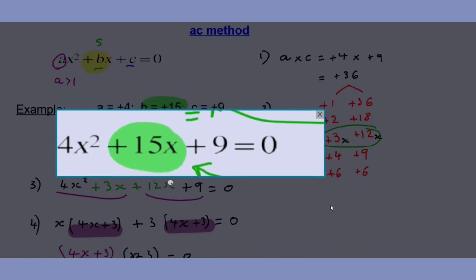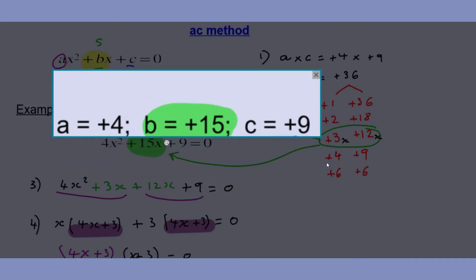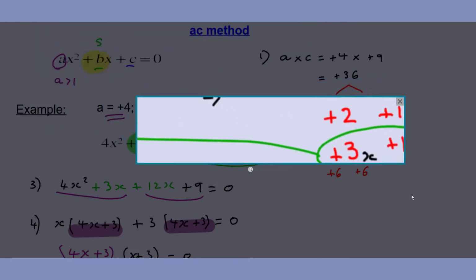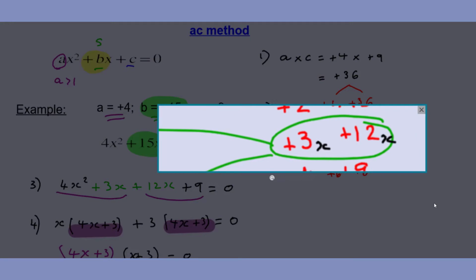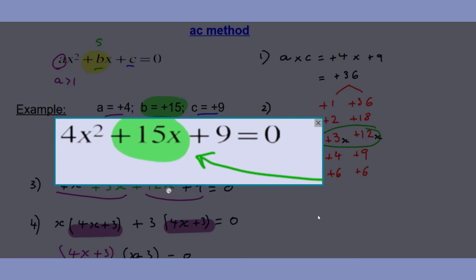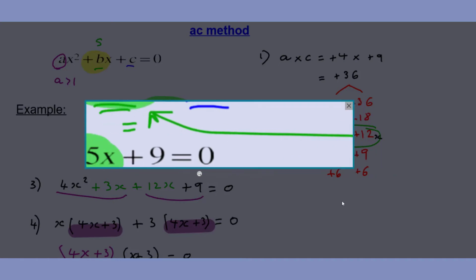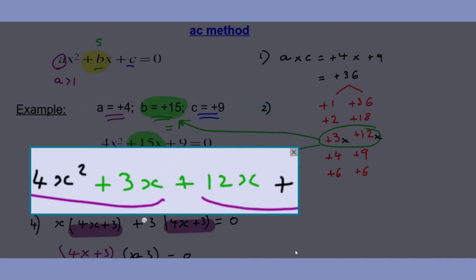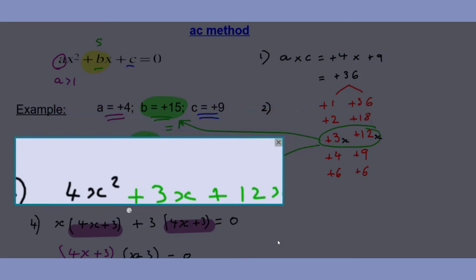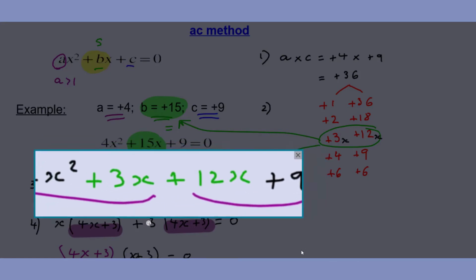Once we found the matching factors, in our case plus 3 and plus 12, we substituted the 3 and the 12 by 3x and 12x, and in terms of the sum for the value of b, we put 3x plus 12x equals 15x. Then we substituted in our quadratic 15x by 3x plus 12x, and we found the matching factors, and they are incorporated in the quadratic, as we can see in the next step in green. So 3x plus 12x instead of 15x.